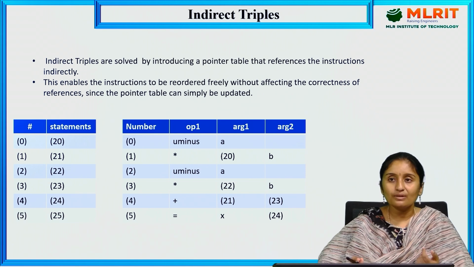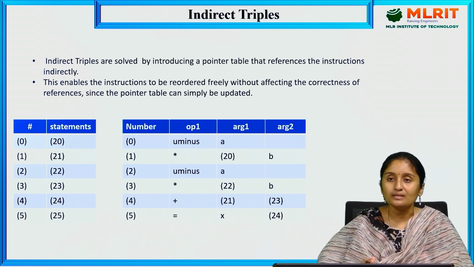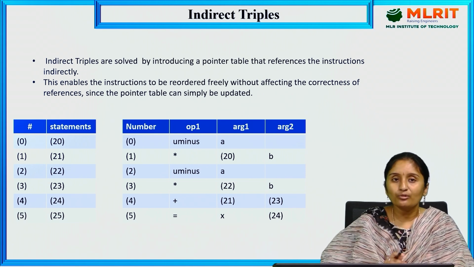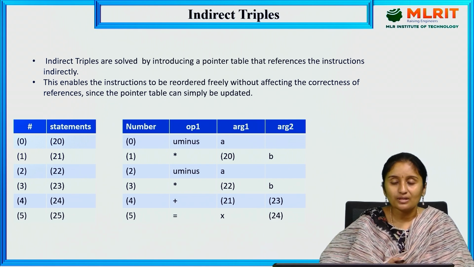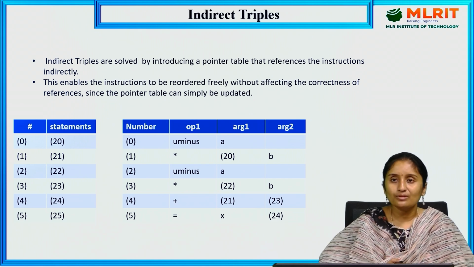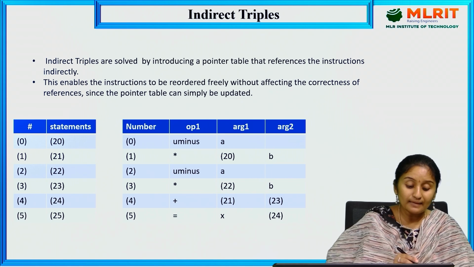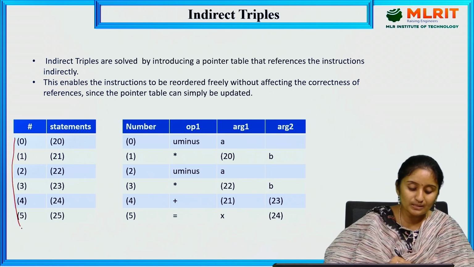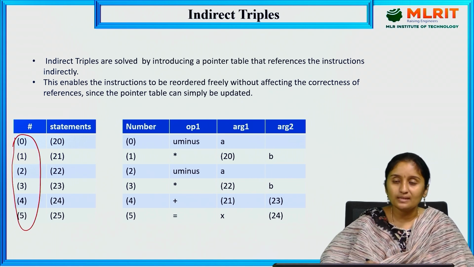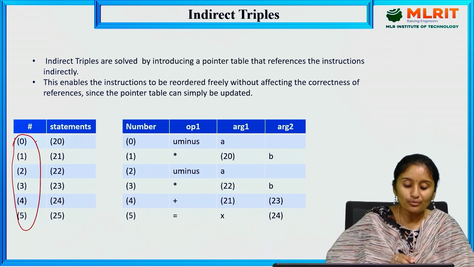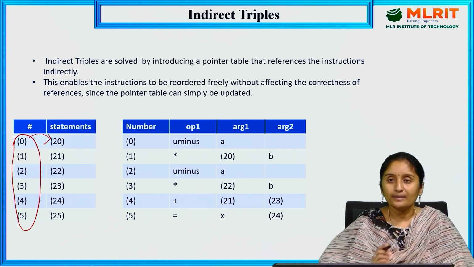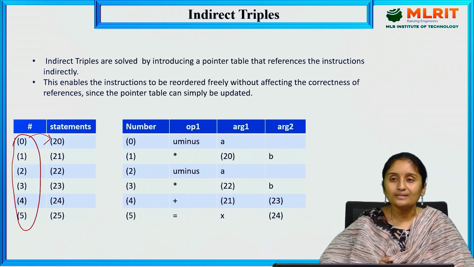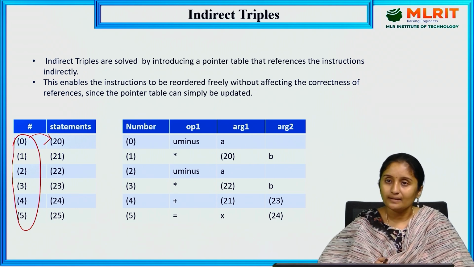The only difference between triples and indirect triples is that in indirect triples, we are going to maintain one extra pointer variable. What is the use of this pointer variable? In the triples, we have used these positions. Now coming to these indirect triples, we are going to use the address of that position. So that is the difference between triples and indirect triples.